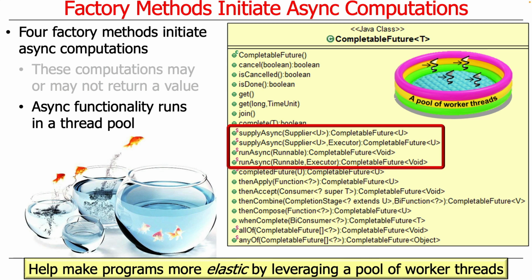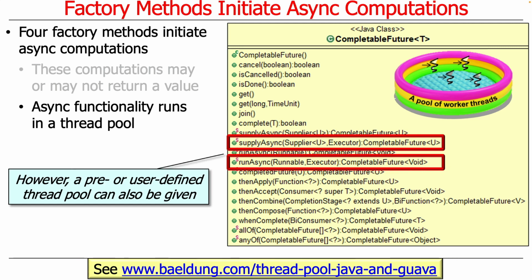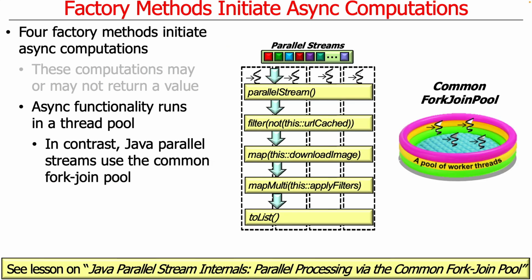The functionality, as we talked about for both supplyAsync and runAsync, runs in some executor context, which is typically a thread pool. And as we've talked about before, the use of thread pools for executing these operations asynchronously helps to make your programs more elastic because you can scale up by having multiple cores be responsible for running the operations. Again, by default, the common fork join pool is used for these two methods that take no parameters, or you can override them with whatever you want.